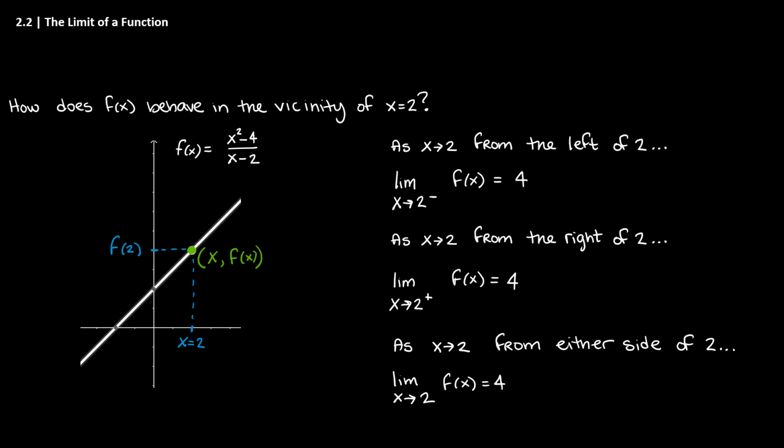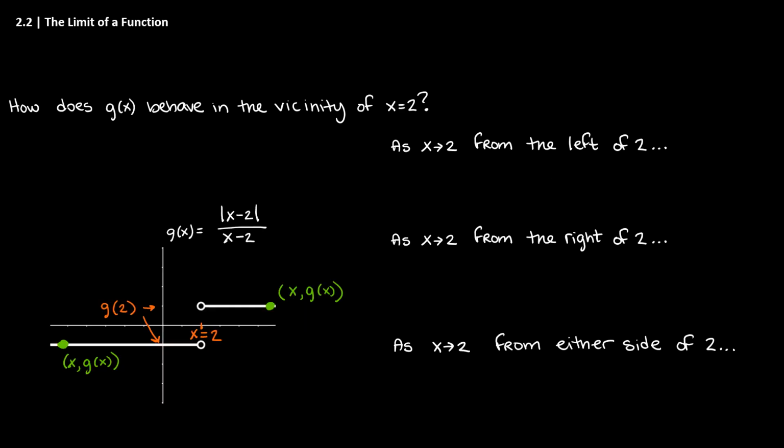This function has a two-sided limit because the left and the right side limits match each other, but not all functions have that property. Let's take a look at g of x. We'll start with 2 points on the function, one on the left of 2, one on the right of 2, just like before, and we'll investigate what the function outputs are doing as we allow the inputs to approach 2.